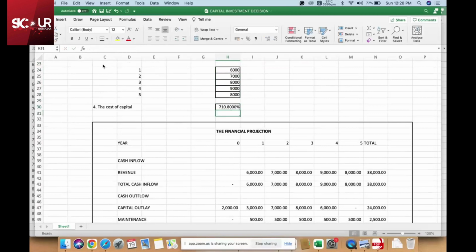Perhaps we can use a goal seek function in the Excel.